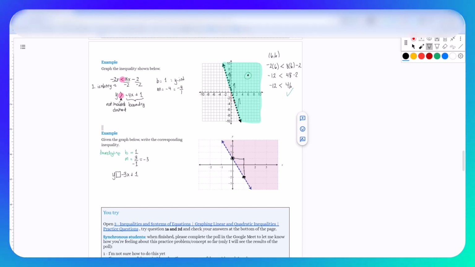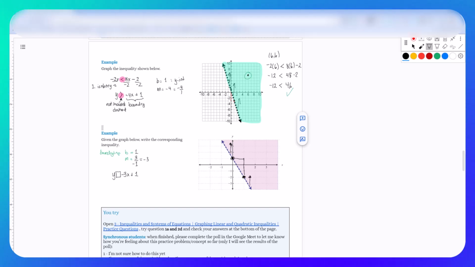Well, when we look at the graph, we can see that it is shaded above the line. And because this is a dashed line, it's not included. So this means that y is greater than, but not equal to, -3x plus 1.